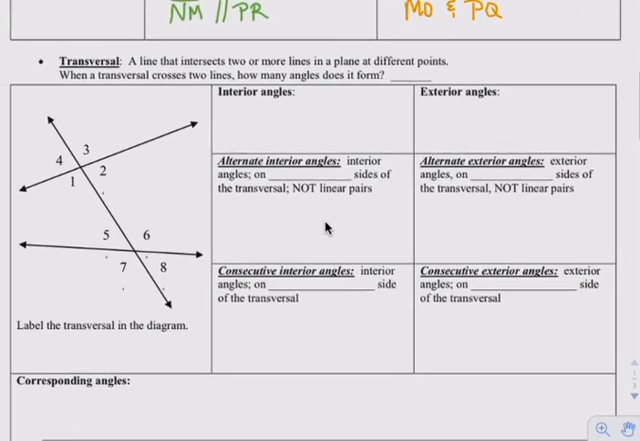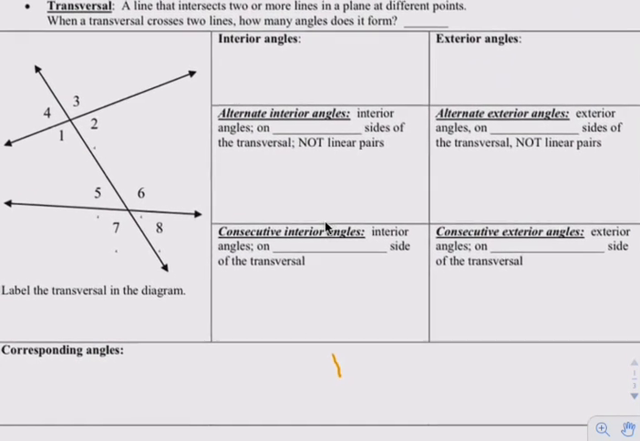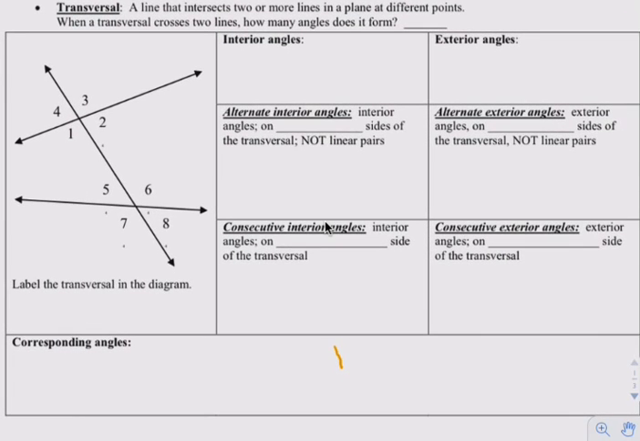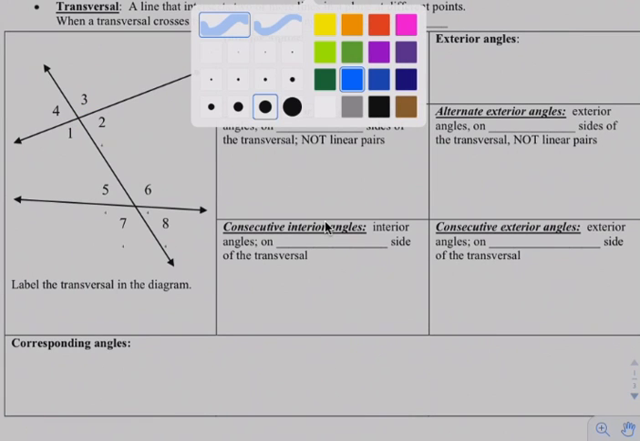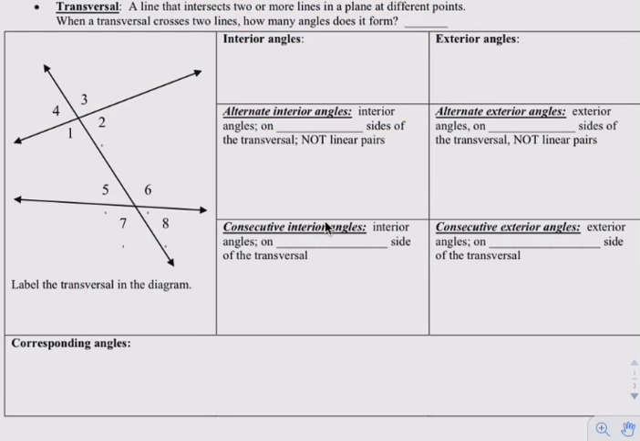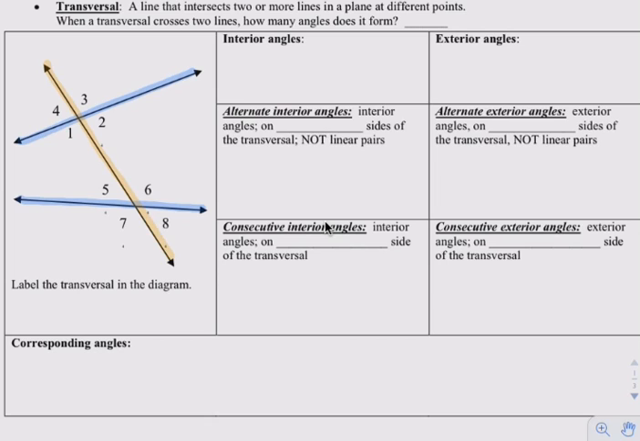Okay, the second main idea is going to be different kinds of angles that are formed by what we call two lines that are cut by a transversal. So in this diagram, you have two lines here. You have two lines that are cut by a third line, which is called a transversal. So in this diagram, I'm going to label the transversal T. Okay, here's what a transversal is.